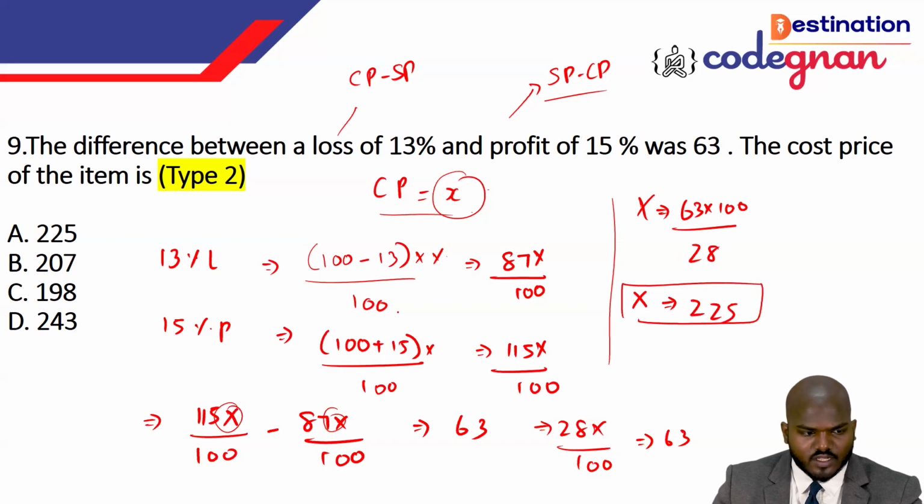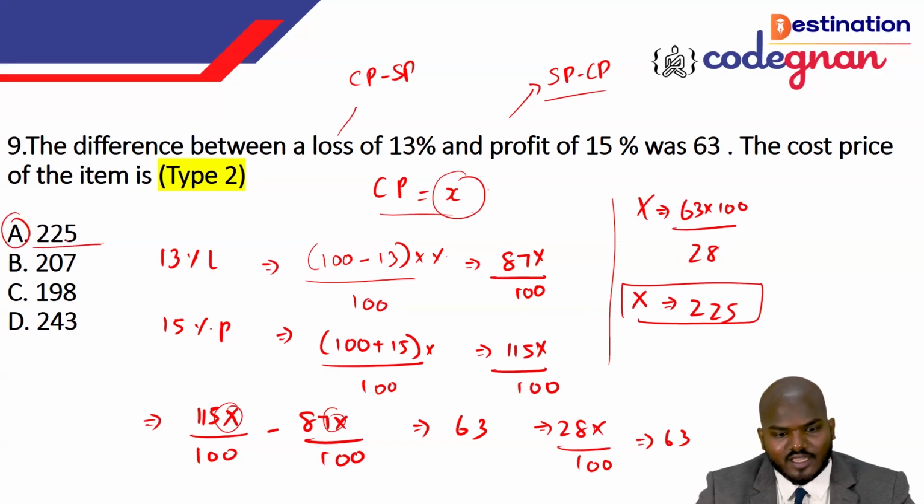That is the cost price of a single item, we can call it option A. That is, 225 is the correct answer here. I hope you are clear with this question, guys. Anyone still having doubt in this one? Anyone having doubt? Okay, I just want to explain it again.